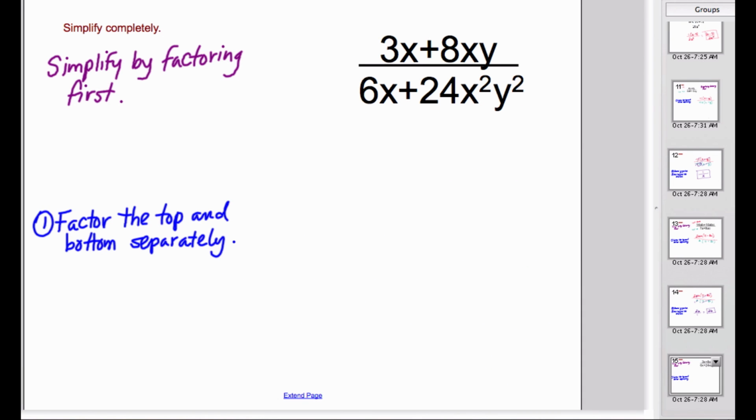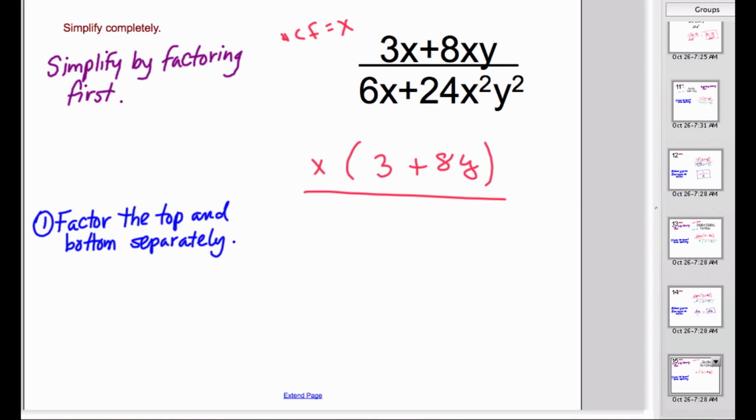Okay, so let's look at this one here. We want to find our HCF again separately for the numerator and the denominator. So in the numerator, we see that they both have an x in common. So we're going to factor out an x, and we'll be left with 3 plus 8y in the brackets.